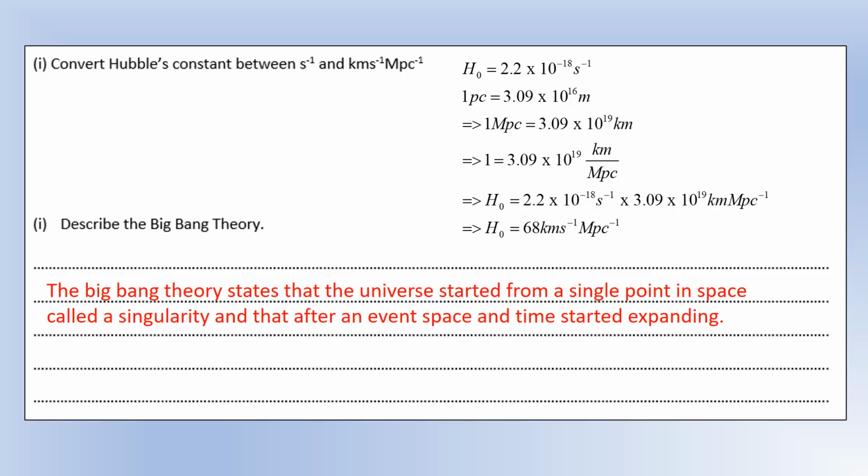So the theory we use to explain all of this is called the Big Bang theory. Essentially, this theory states that at some point, we call time equals 0, the universe was all concentrated into a single point of space. And then after some event, the space and time started expanding. So space was not there before the Big Bang, but when the Big Bang occurred, whatever that was, suddenly space started expanding at a very fast rate.